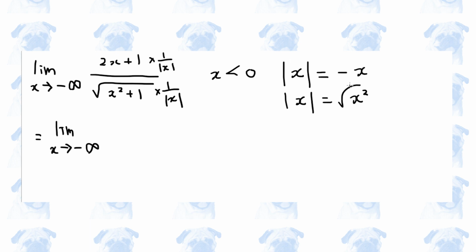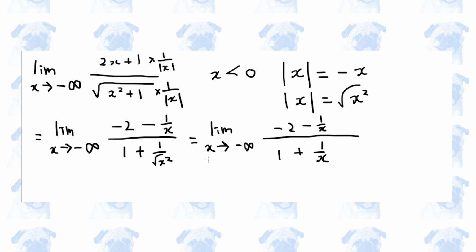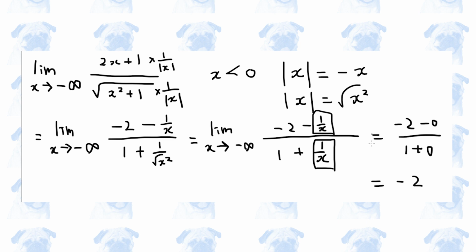According to the first definition, the absolute value of x when x is negative is minus x. And according to the second definition, the absolute value of x when x is negative is root x squared. And root x squared is, of course, x. As x approaches negative infinity, 1 over x becomes closer and closer to 0. So the answer is minus 2.